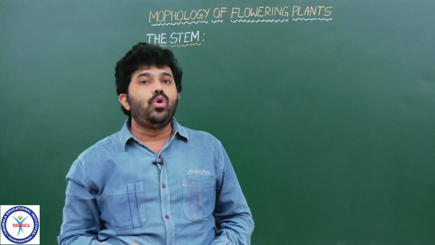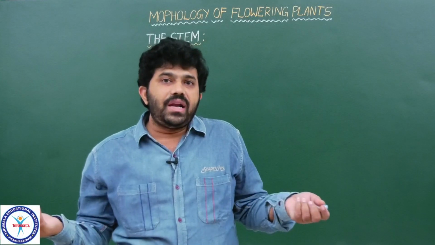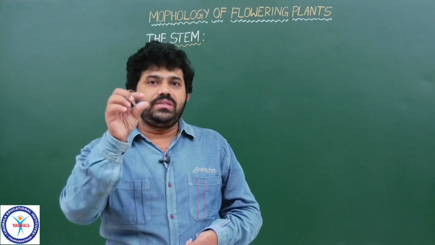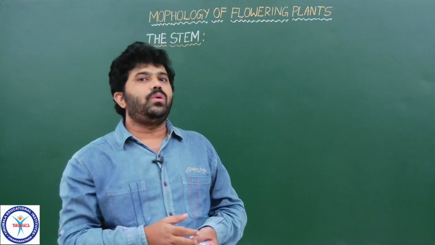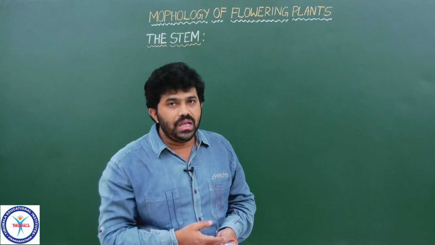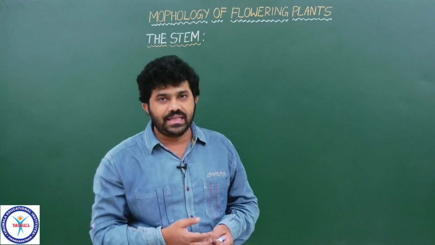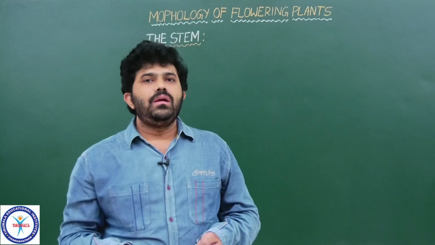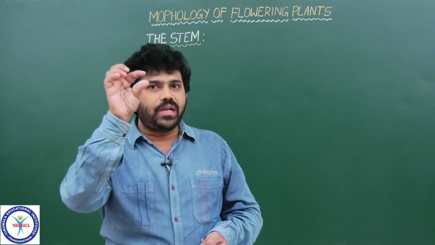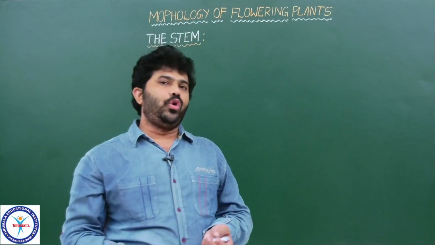Those are called nodes. How can we understand where the node is? The node is the region of the stem from which leaves are going to be projected, from which leaves are going to arise. Now you got the point. The leaves generally arise from one particular point of the stem. That point we call the node.